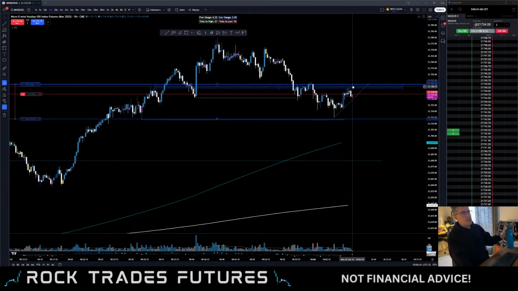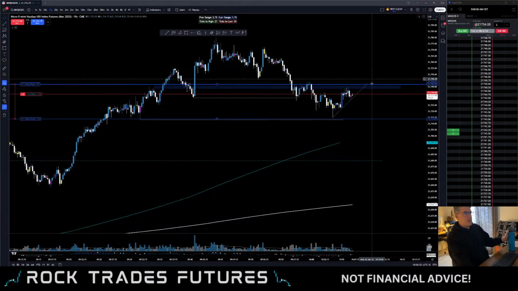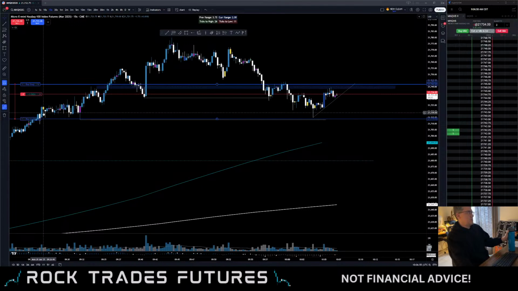I'm short here because this is the initial imbalance. I'm thinking we want to come back and hit this 20 SMA for a large move up. I actually think it would be fun.